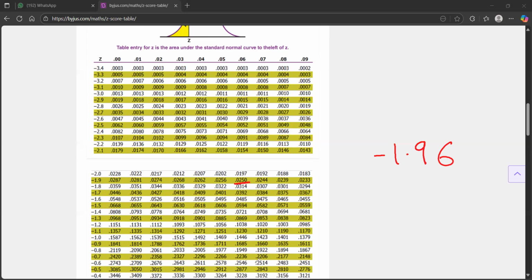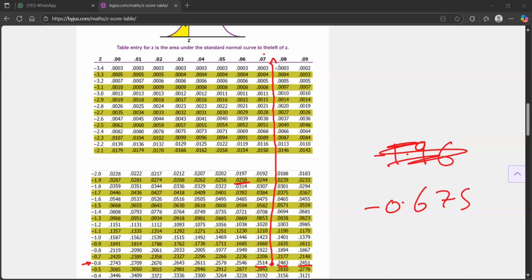Okay. Where is it? It's 0.2514, 0.2483. So it's located here. So it will be here, negative 0.6, and 6 what? 7.5, because it's located here between 7 and 8. So it will be negative 0.675. Okay. Perfect. And then add it.